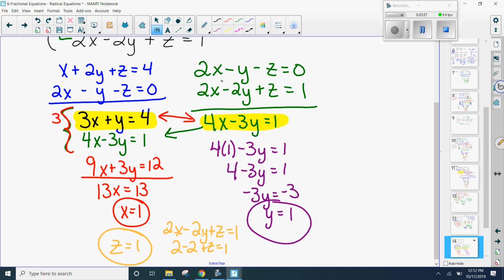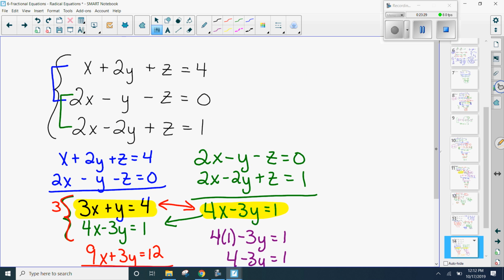That should make every single one of those equations true. 1 plus 2 plus 1, is that 4? Yes. 2 minus 1 minus 1, 0. 2 minus 2 plus 1 is 1. That's true. So that intersection point, you can show it as a three-dimensional coordinate point, 1, 1, 1, if you want. I don't care if you leave it as x equals 1, y equals 1, z equals 1.